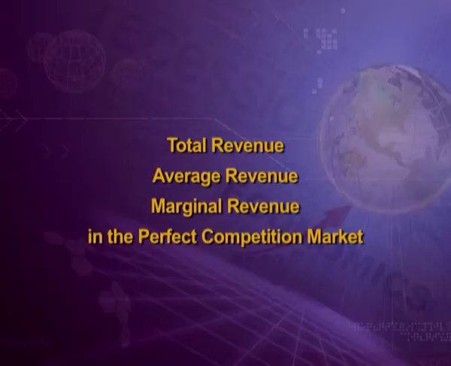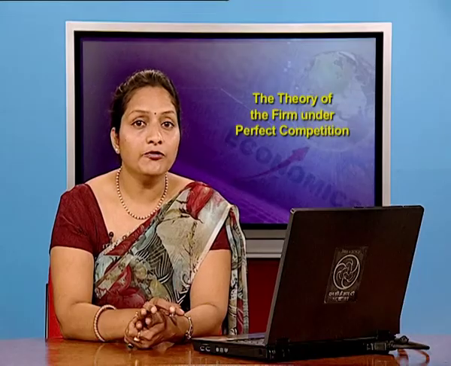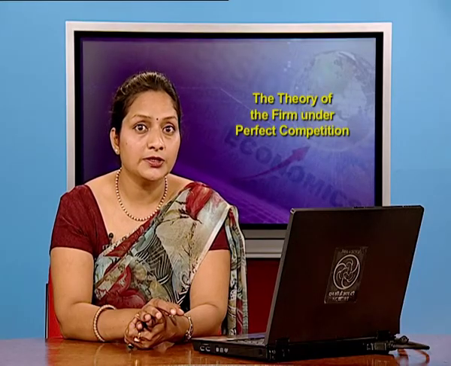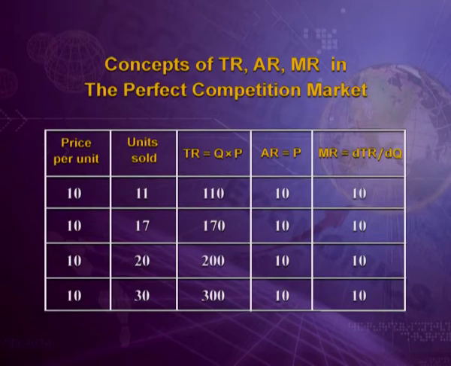Now, the concepts of total revenue, average revenue, and marginal revenue in the perfect competition market. Again, we have a five-columnar table. In the first column, price per unit is given. In the second column, units sold are given. In the third column, we will calculate total revenue. In the fourth column, average revenue will be calculated, and in the fifth column, you have to calculate marginal revenue.